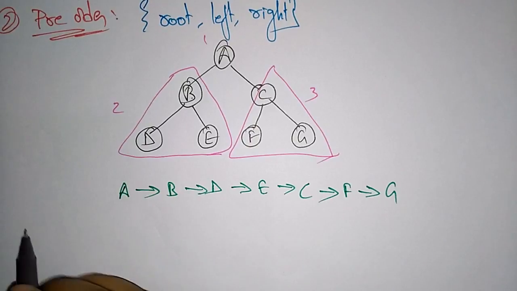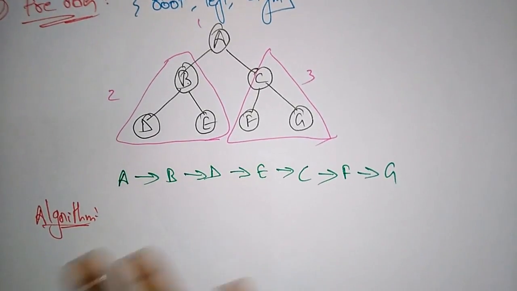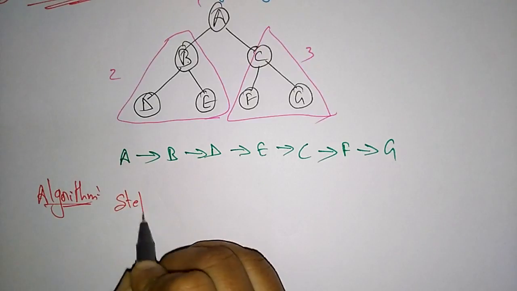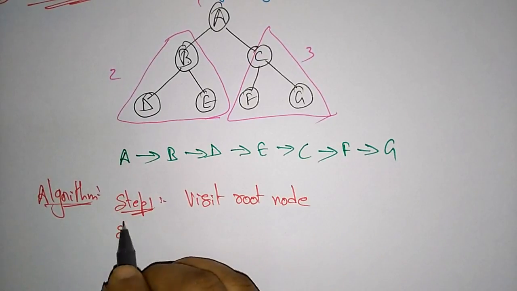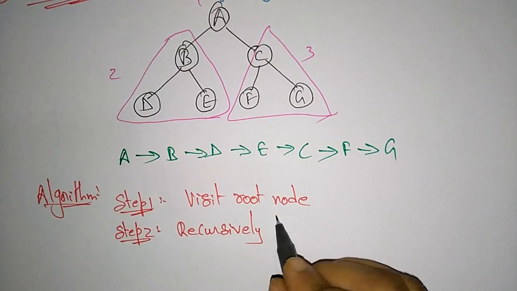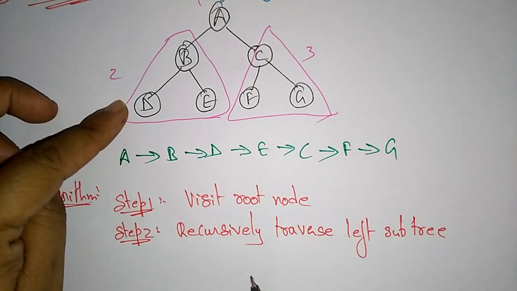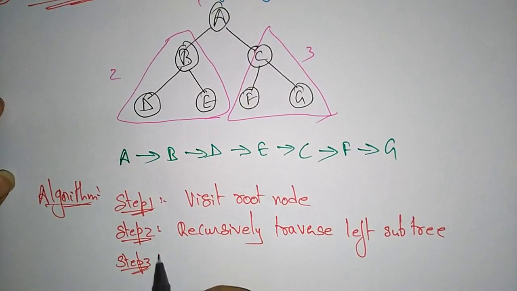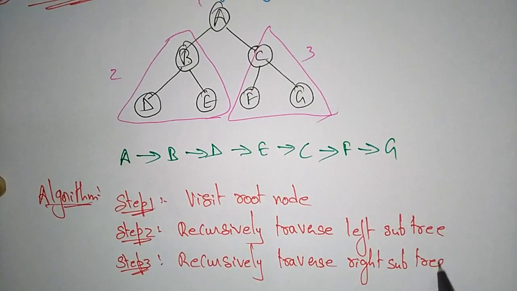Now what is the algorithm for this? Until all nodes are traversed, you have to repeat the steps. Step 1, first visit root node. Step 2, recursively traverse left subtree. And step 3, recursively traverse right subtree. So this is preorder. Now coming to the next, postorder.